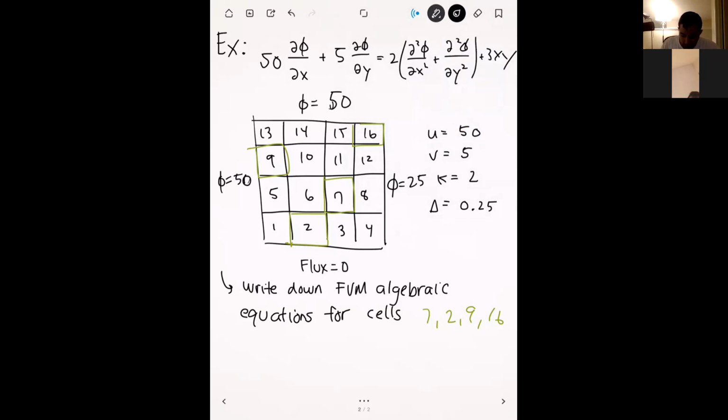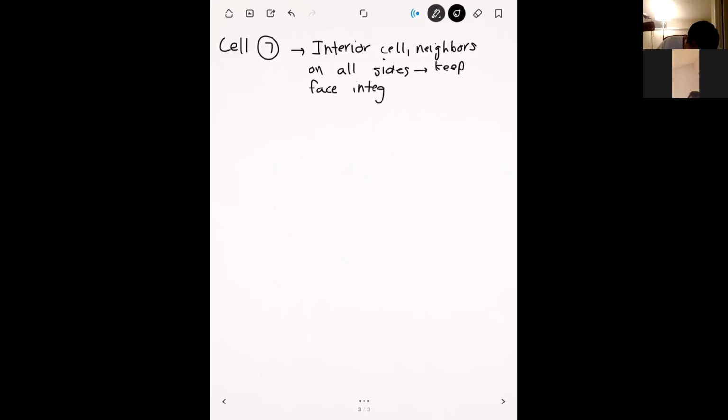Okay, so let's go ahead and start with cell number 7. Cell 7 is an interior cell, and so we have neighbors on all sides. When we have neighbors on all sides, we can take each of the face integrals and keep them in their base form. Let's write down each of the integrals. I'm going to start with the east integral, then the north one, then the west one, and then the south one. All of these are going to take their basic forms.